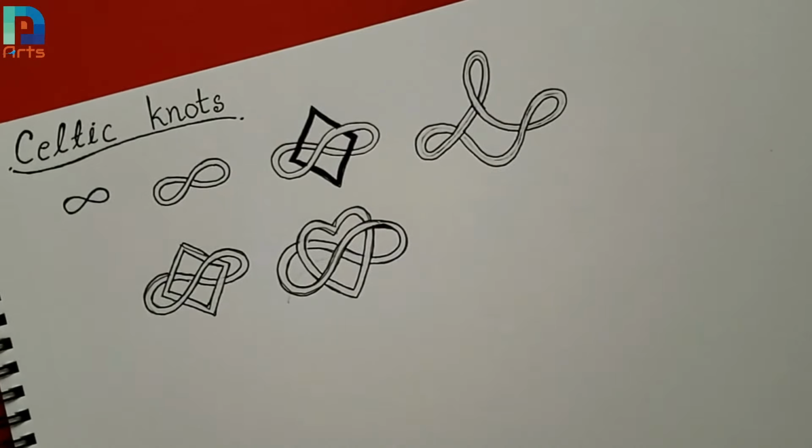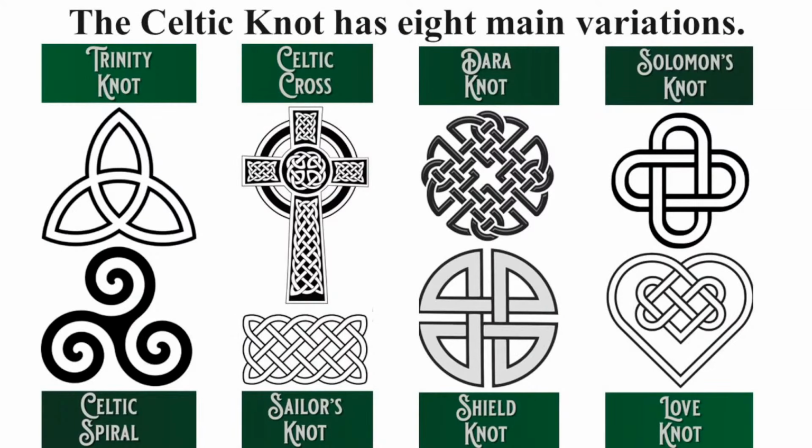There are thousands of variations, but basically there are 8 main variations which are famous everywhere all around the world. And these 8 variations we'll try to draw as much as we can in this session. The Trinity Knot, Celtic Spiral, Sailor's Knot, Shield Knot, Love Knot, Celtic Cross, Dara Knot, and Solomon's Knot.